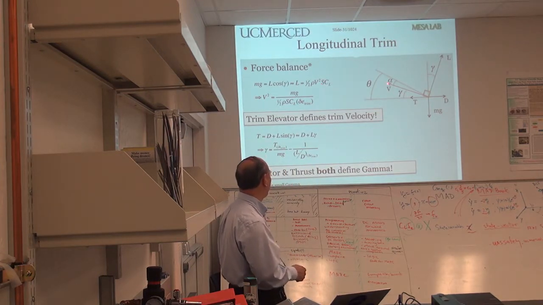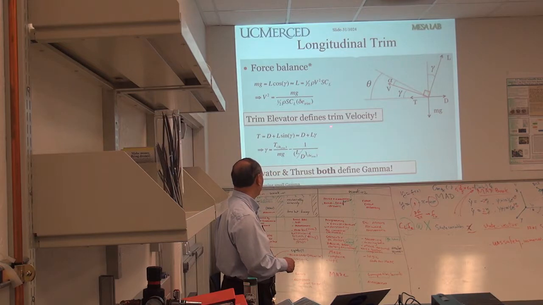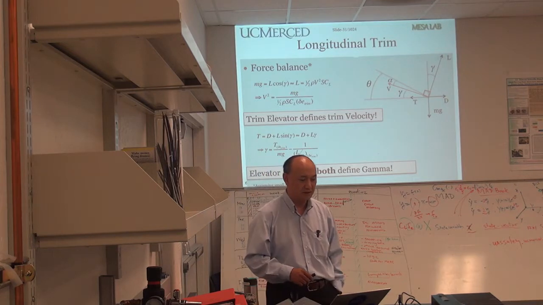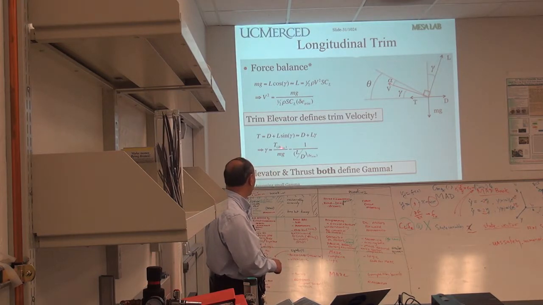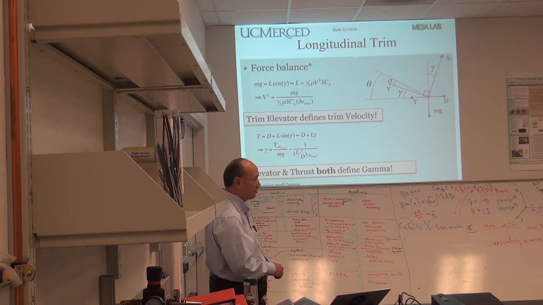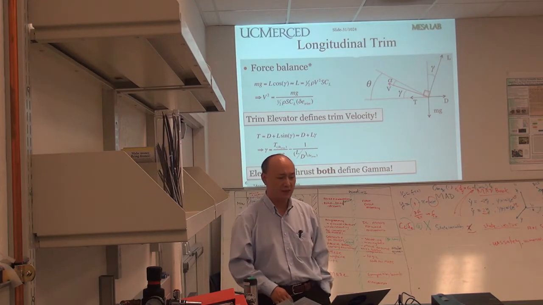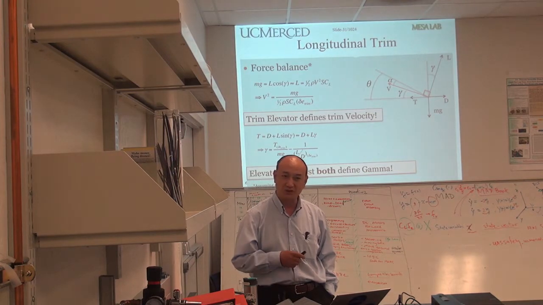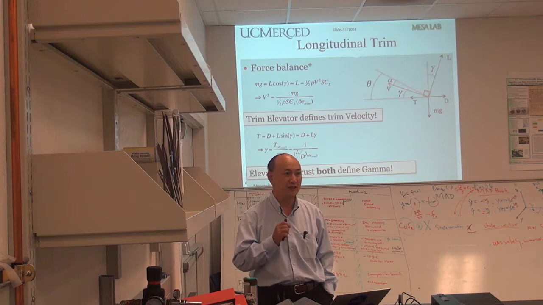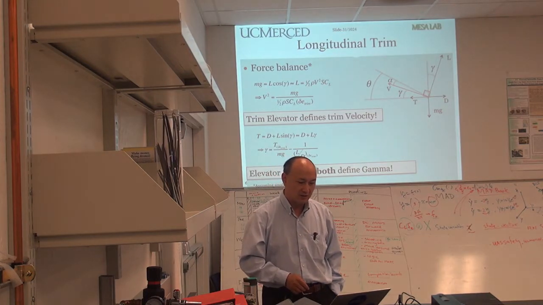Then use the force relationship. Your velocity should be maintained, so the trim elevator will be able to define the trim velocity. Elevator and thrust both can define gamma. So gamma is related not only to elevator trim but also to throttle trim. This kind of relationship can be obtained very quickly from the trim analysis. It's very simplified: you don't see differential equations anymore, you only see kinematic relationships. That's why trim analysis is a skill that can help you quickly get there.